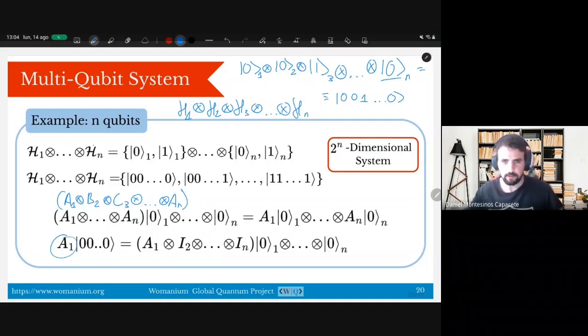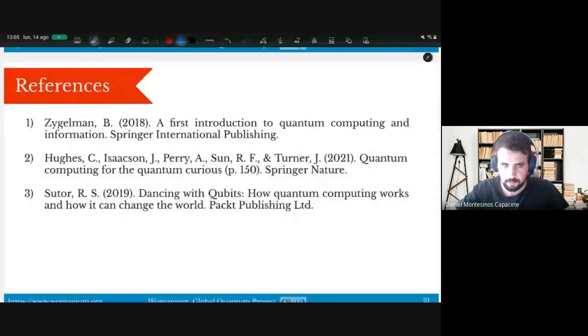Here are some references. I feel like the screen is frozen. I don't know why, but anyway, I have just finished, so good enough. Yeah, now it's okay. The screen was frozen.